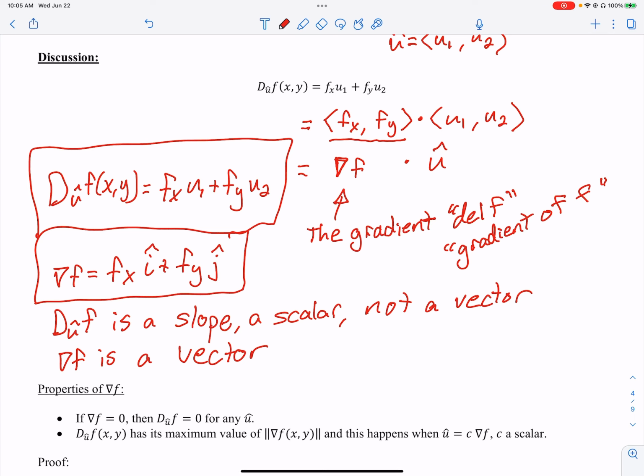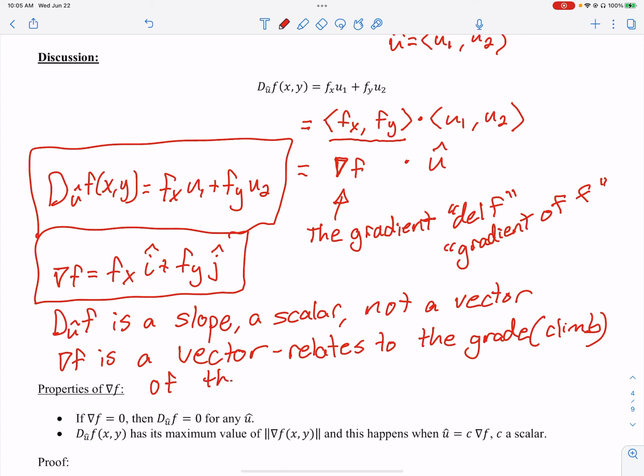The directional derivative is a slope, but it comes out as a number. Notice no i's or j's or k's. Del f is a vector. What this does is relate to the grade, and what I mean by grade is the climb, the steepness of the surface. We'll leave it there. It relates to the grade or climb of the surface.